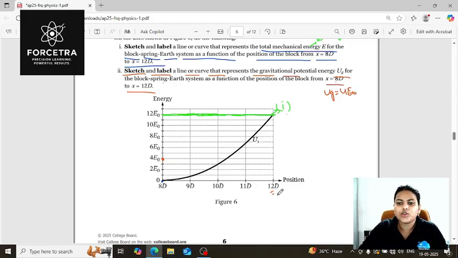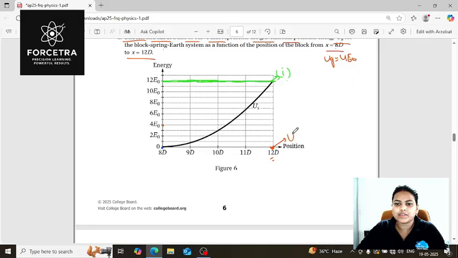At x equals 12d, the kinetic energy is 0 because it is momentarily stopped. So the gravitational potential energy at this point would be 0, because it is chosen as the reference line. So h is equal to 0 at 12d is assumed. So it would be just connected with a straight line, passing through this point.